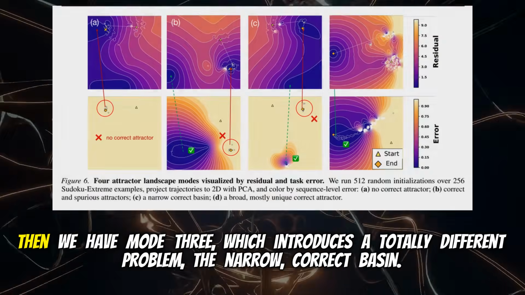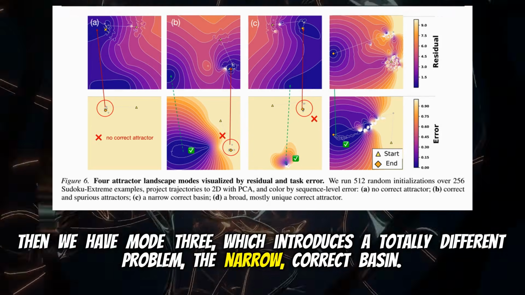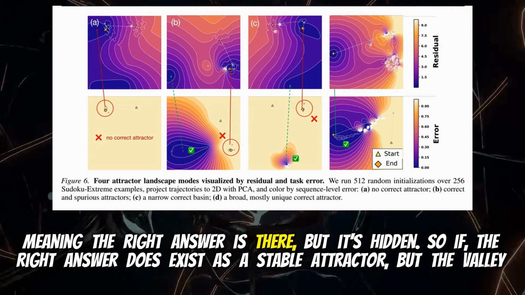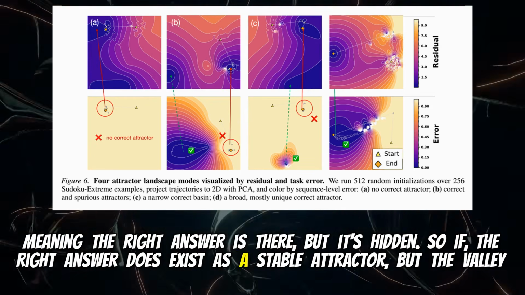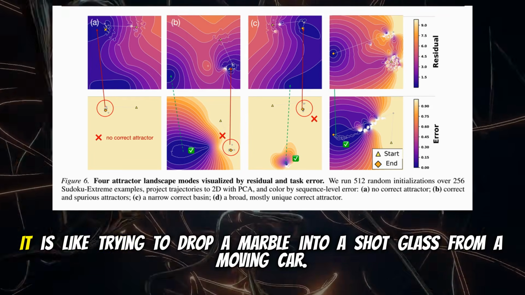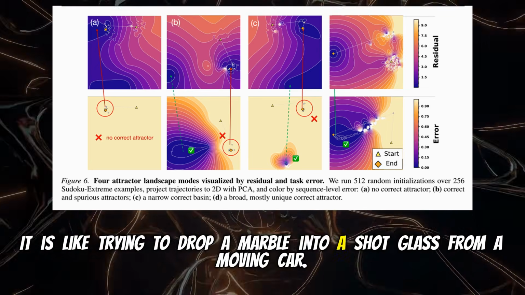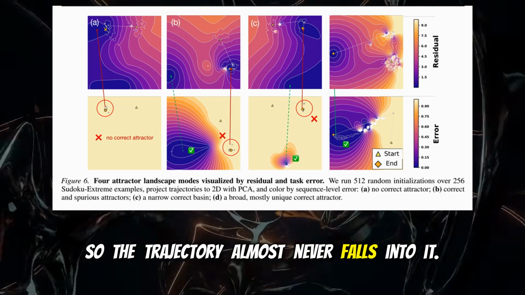Precisely. Then we have mode 3, which introduces a totally different problem, the narrow correct basin. Meaning the right answer is there, but it's hidden. Sort of. The right answer does exist as a stable attractor, but the valley is incredibly narrow. It is like trying to drop a marble into a shot glass from a moving car. Oh, man. So the trajectory almost never falls into it.